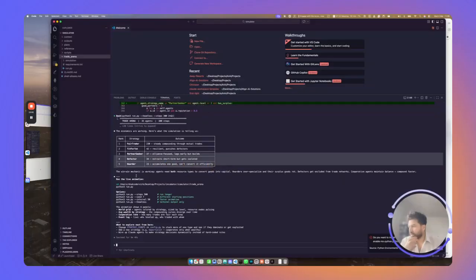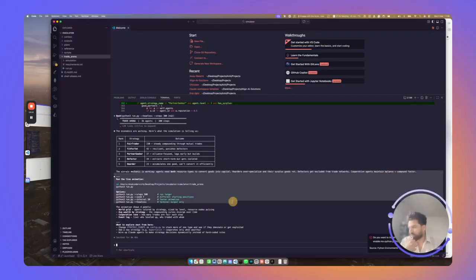The win-win mechanic is working. Agents need both resource types to convert goods into capital. Hoarders over-specialize and their surplus goods rot. Defectors get excluded from trade networks. Cooperative agents maintain balance and compound faster. So run longer. So it's good.